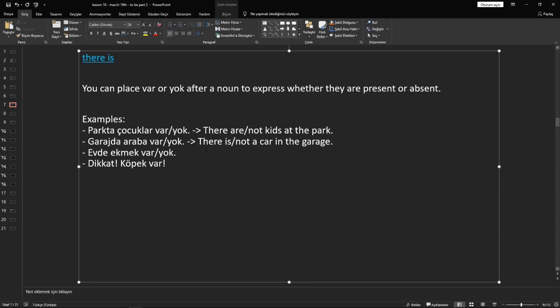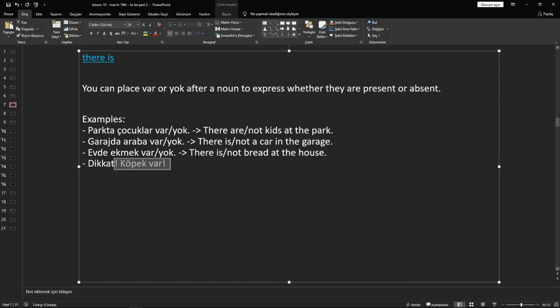Evde ekmek var. There is bread, or there is not, of course, at the house, in the house. Like we don't have bread in the house.